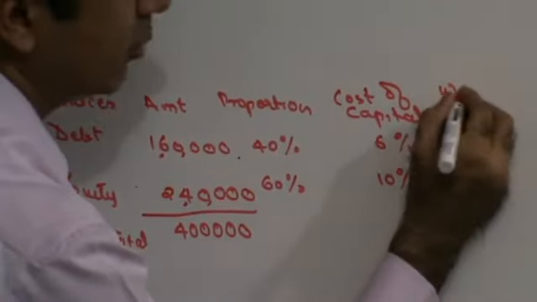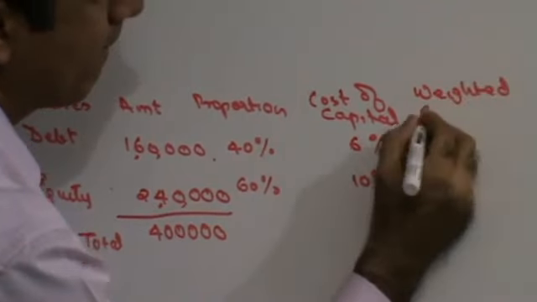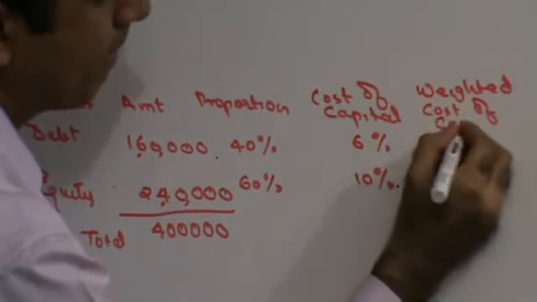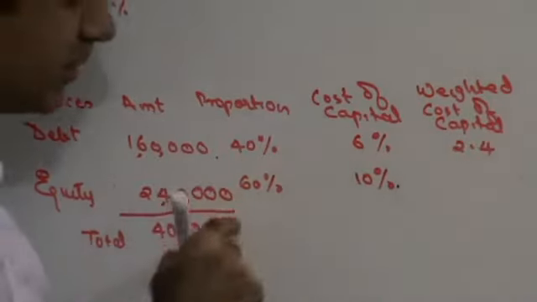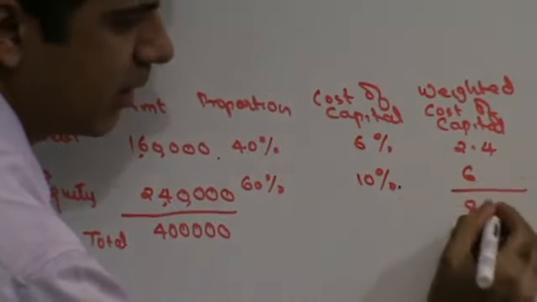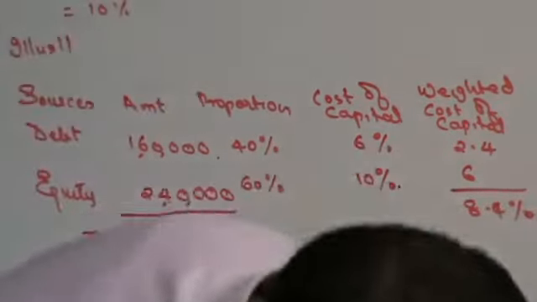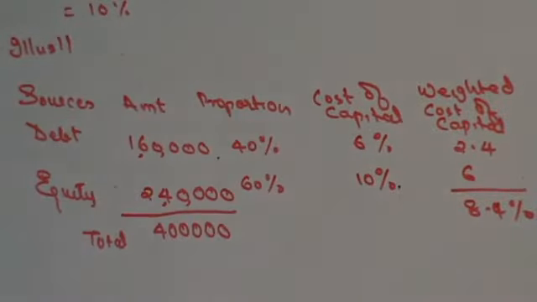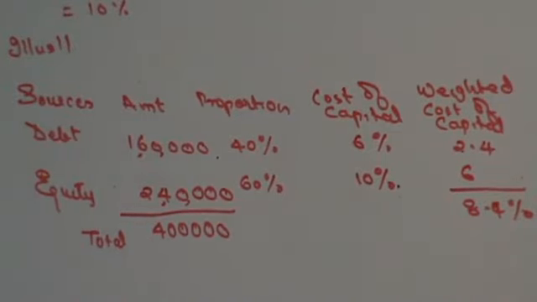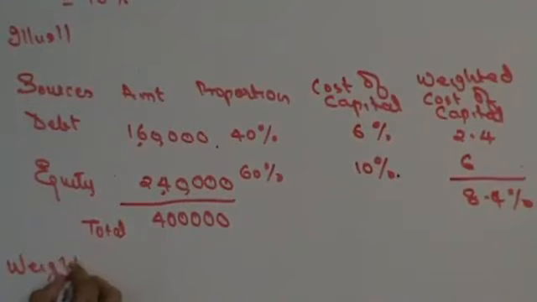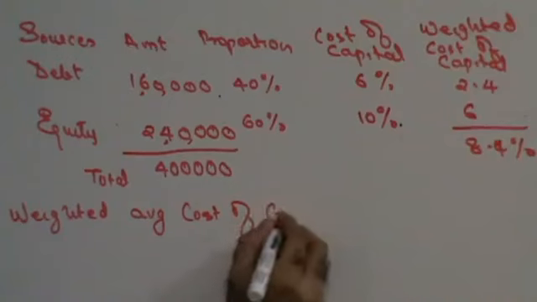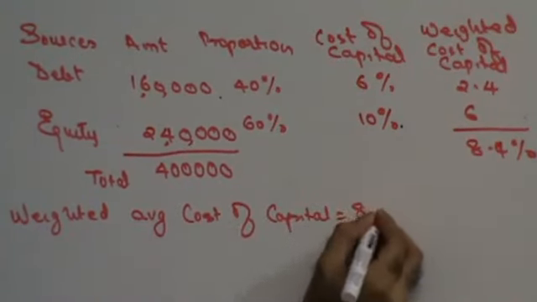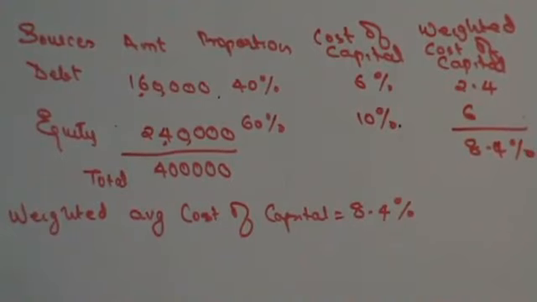First, let's find out the weighted cost of capital. This is 2.4. How did he do that? He did 40 into 6%. And this is 6, so that's 8.4%. Now they are saying what will happen to the market price of the share. My weighted average cost of capital is 8.4%. We just calculated that.